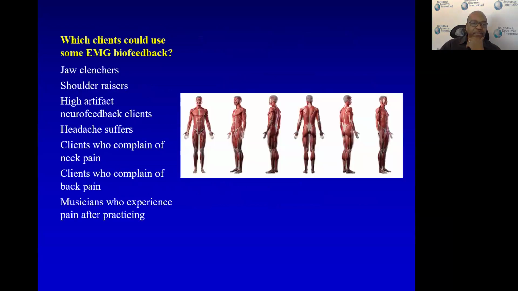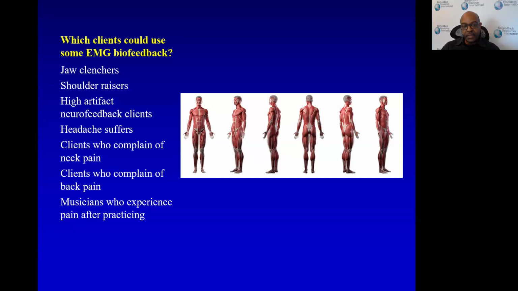So what types of clients could use EMG biofeedback? People who clench their jaws, people who are sitting like this with their shoulders up. If you're doing neurofeedback, if you notice that people tend to have a lot of artifact in their readings, it may be because the EEG sensors are picking up muscle tension in addition to the brainwave activity. So you might need to do some EMG training so that they can learn to relax the muscle so it doesn't generate so much artifact. And then people who have headaches, people who have neck pain, back pain.